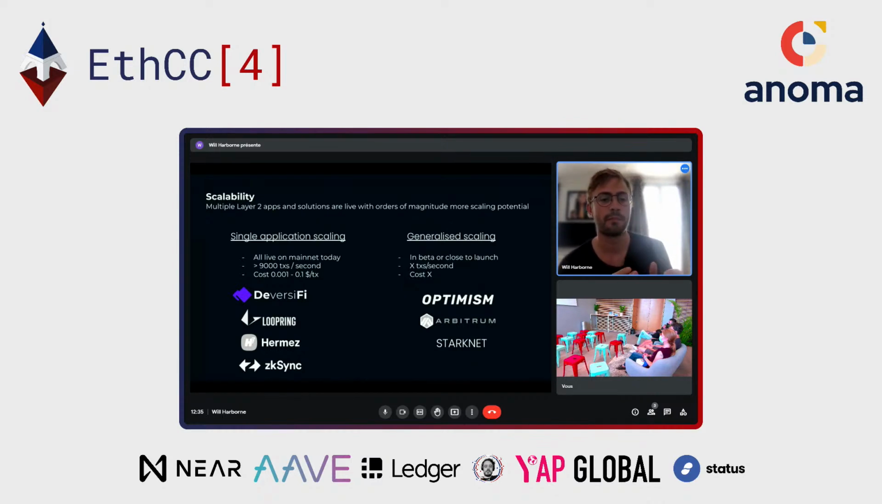But these are all implemented in different ways. And even in the next wave, we're seeing many generalized scaling solutions, including Optimism, Arbitrum, and in the future, StarkNet, which are in beta or close to launch, where you can deploy, for example, Solidity smart contracts or contracts written in Starkware's Cairo language.